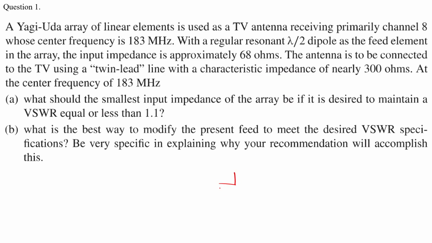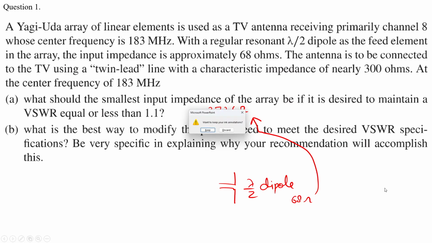So currently we have a lambda by 2 dipole as a feed, and now we know what the input impedance of that antenna or the feed should be. It should be 272.6 ohms. But how to do this? How to make this lambda by 2 dipole, whose input impedance is 60 ohms, into this? So that's what the question is asking.